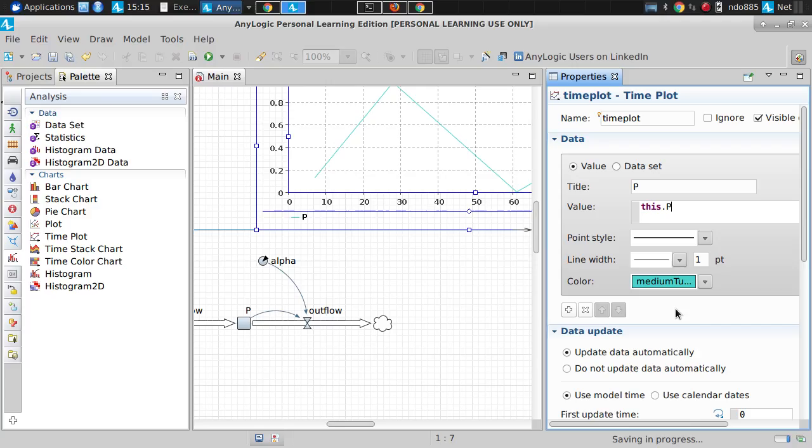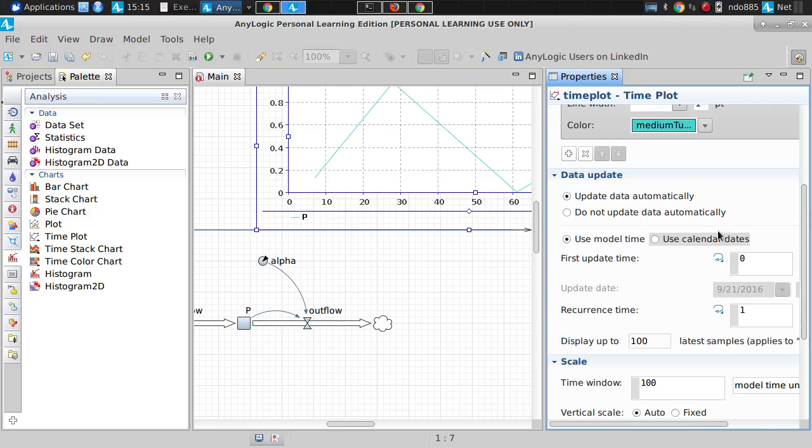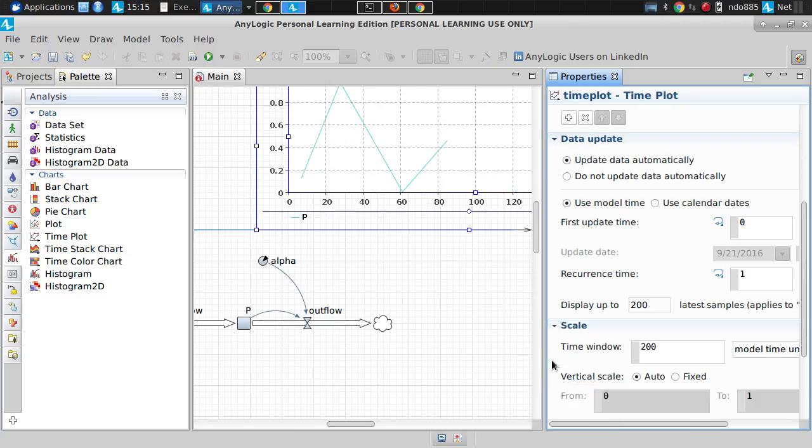It's going to update data automatically every 1 time unit, and we're going to display up to 200 days. So it's going to be a time window of 200 days in the scale area, and display up to 200 latest samples. Ladies and gentlemen, let's run this model. We've just wired this up to refer to P. It's the stock value of P. Are you people comfortable with that?